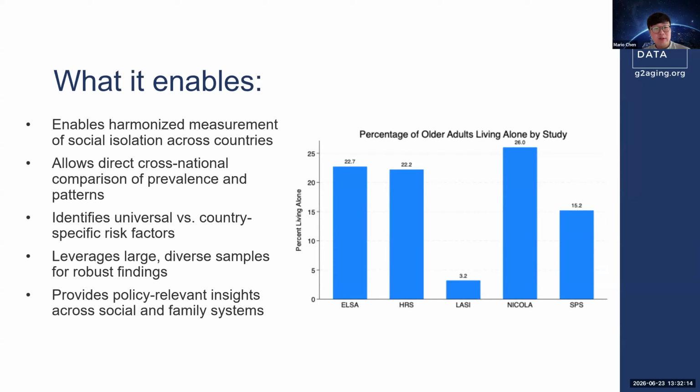Living alone may have very different social meanings depending on family structures, cultural norms, and social support systems. The dataset allows researchers not only to compare prevalence across countries, but also to investigate whether the causes and consequences of social isolation differ across social and cultural contexts. More broadly, the harmonized structure supports theory development, improves statistical power through pooled analyses, and provides evidence that can inform policies aimed at reducing social isolation among older adults.